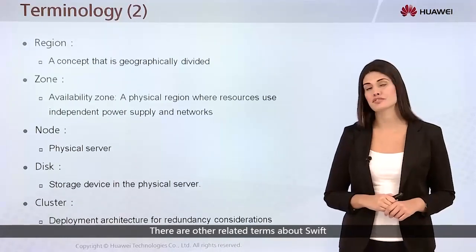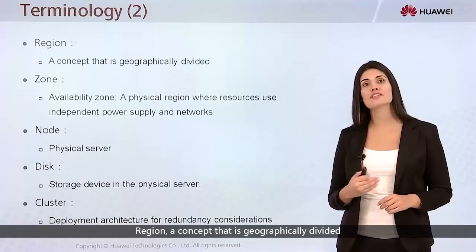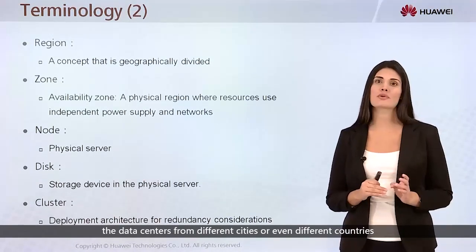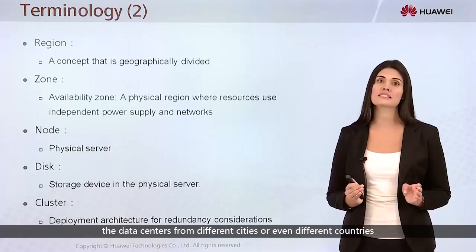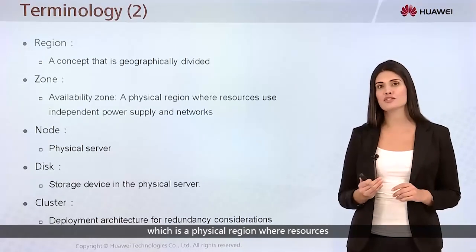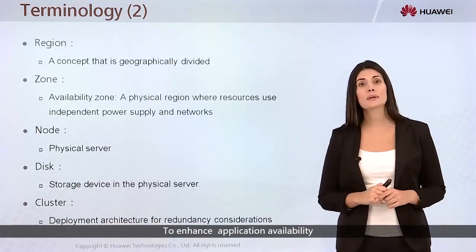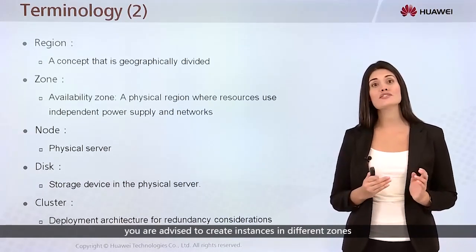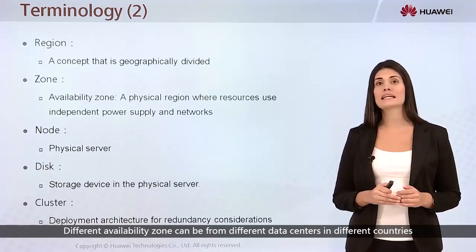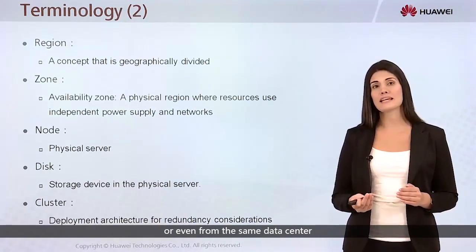There are other related terms about Swift. For example, region, a concept that is geographically divided, considering disaster recovery, for example, the data centers from different cities or even different countries. Zone, also known as availability zone, is a physical region where resources use independent power supplies and networks. To enhance application availability, you are advised to create instances in different zones. Different availability zones can be from different data centers in different countries, or even from the same data center.